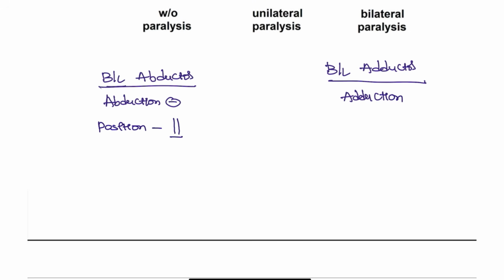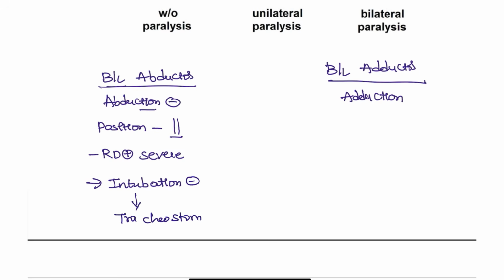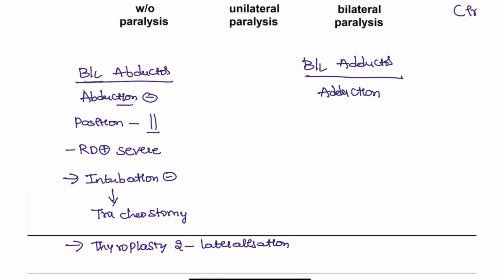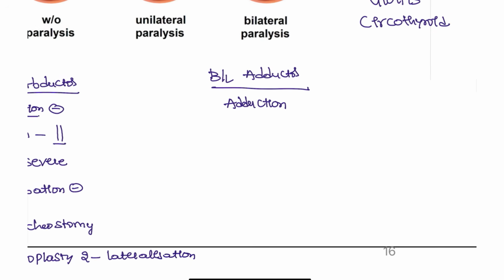So the patient with abductor palsy will have respiratory distress, and this is a severe condition. Here you have to do intubation immediately, and if intubation is not possible, then you have to go for tracheostomy. Tracheostomy is done for this patient, and after some time you can go for thyroplasty type 2 lateralization. Okay, bilateral abductor palsy, right? This is seen.